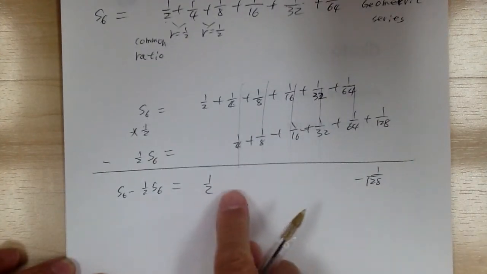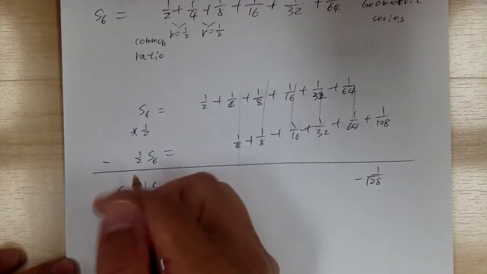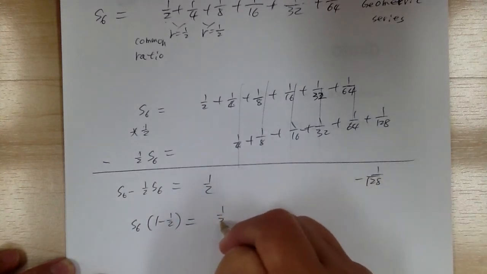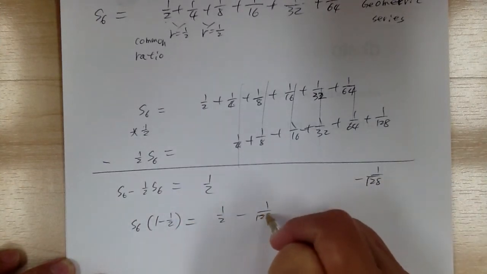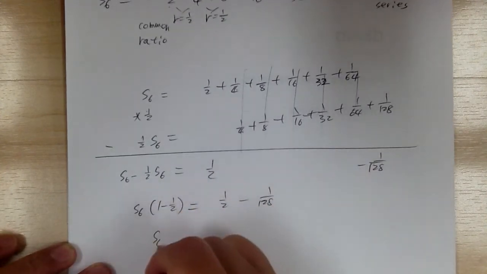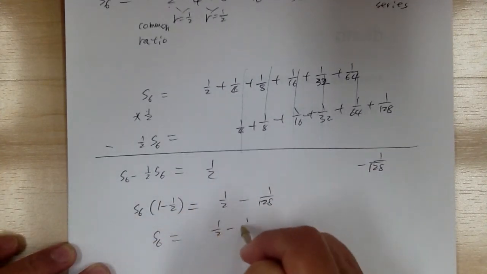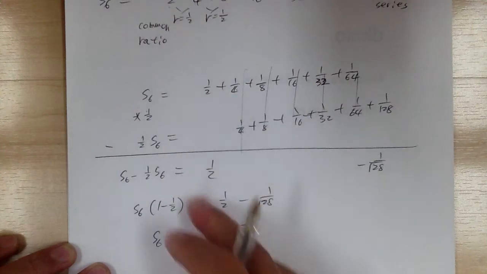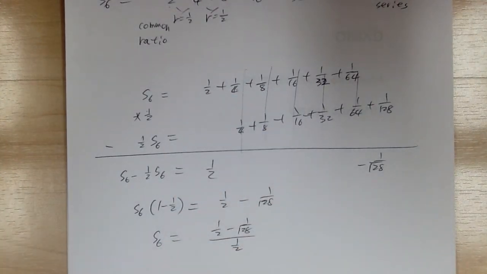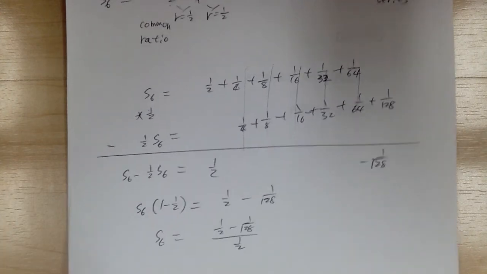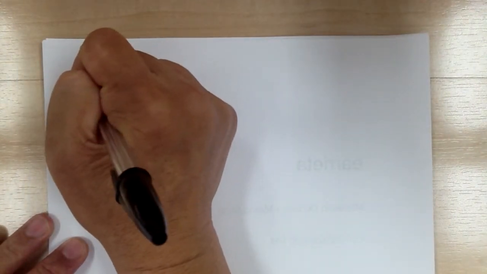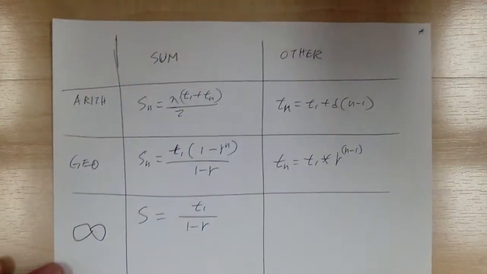Now you can see it becomes much easier. So you can factor out, so it'd be S6 times 1 minus 1/2 equal to 1/2 minus 1/128. And then you can divide, so S6 will equal 1/2 minus 1/128 over 1/2. So this is the kind of step they use to derive the formula, and the formula they end up having for the geometric. Here's the table here. I'm just going to give you this one here.